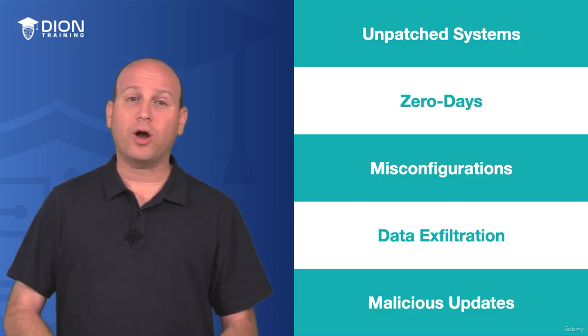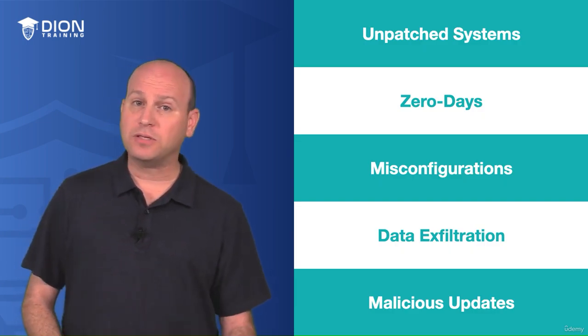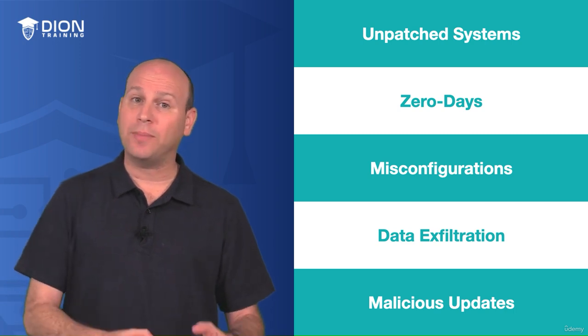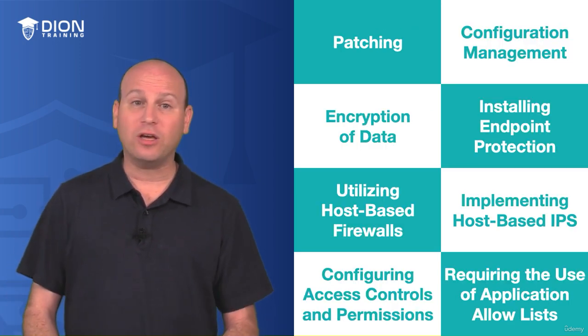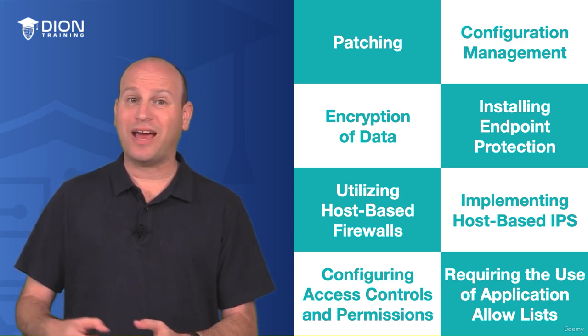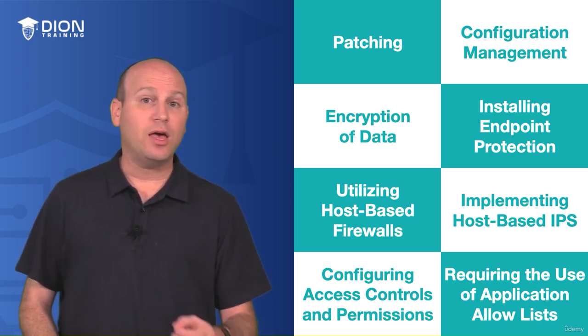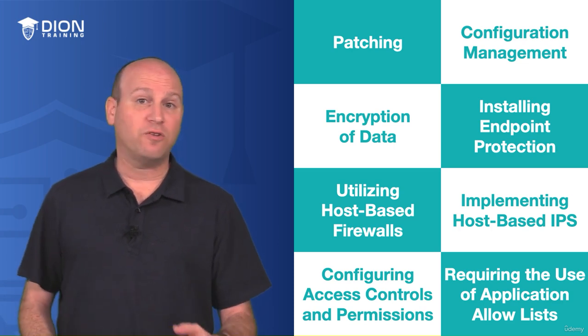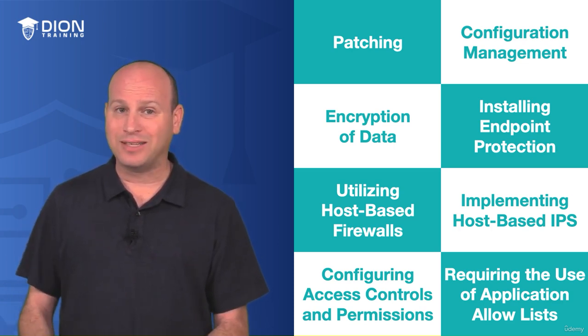Next, we're going to explore operating system vulnerabilities, including unpatched systems, zero-days, misconfigurations, data exfiltration, and malicious updates, as well as how we can protect against these vulnerabilities through patching, configuration management, encryption of data at rest, installing endpoint protection, utilizing host-based firewalls, implementing host-based IPSs, configuring access controls and permissions, and requiring the use of application allow listing.